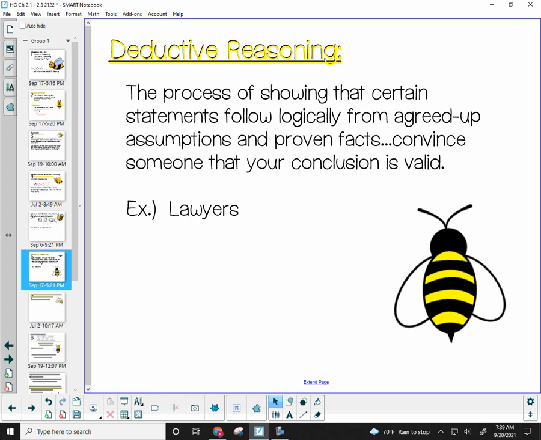Okay, so they stand in front of the jury. Ladies and gentlemen of the jury, my client is innocent because on this date they were here and they were doing this, and then they did this, and then they did this. They laid out their argument, right? That's what a lawyer does. That's deductive reasoning, where you're trying to convince somebody that you're right, and you keep making logical statements over and over again. You do this with your parents all the time.